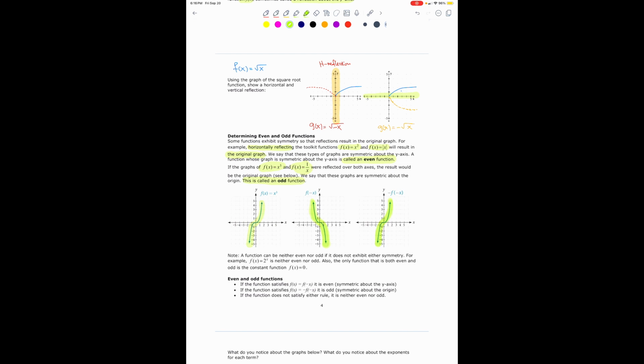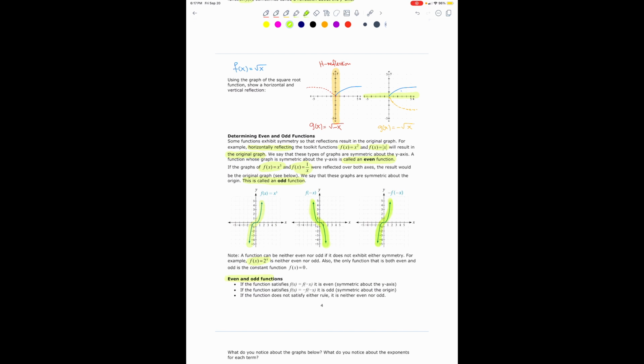For example, f of x is equal to 2 to the x is neither even nor odd. Also, the only function that is both even and odd is the constant 0. So f of x is equal to 0 is the only function that is both even and odd.